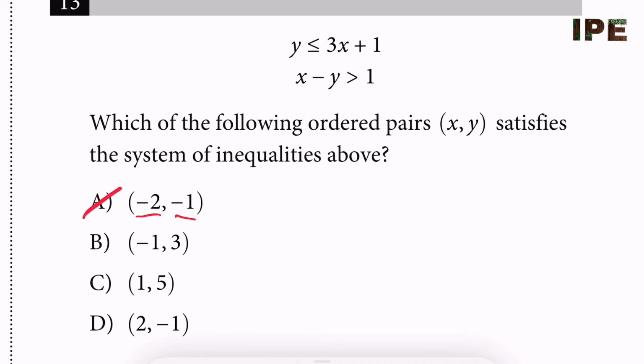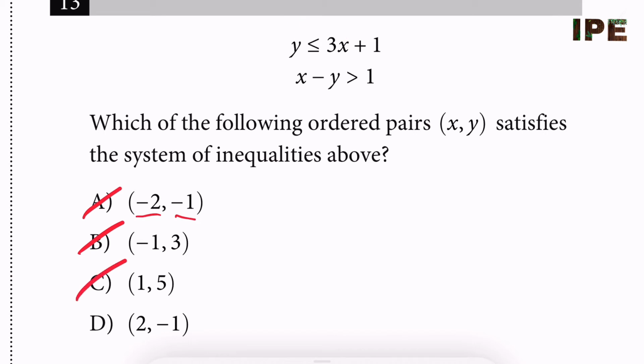What about B? (-1, 3). If x is -1, y is 3, that means 3 is less than or equal to -2. That's not true. That's false. What about (1, 5)? x is 1, y is 5. 5 is less than or equal to 4? No, it's not true.